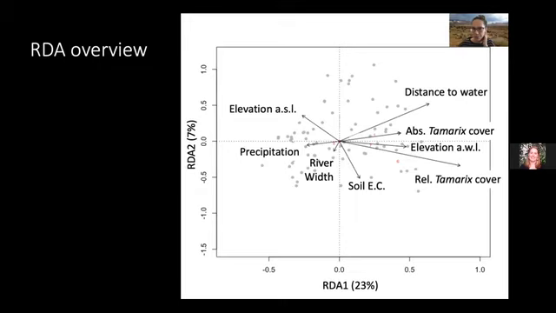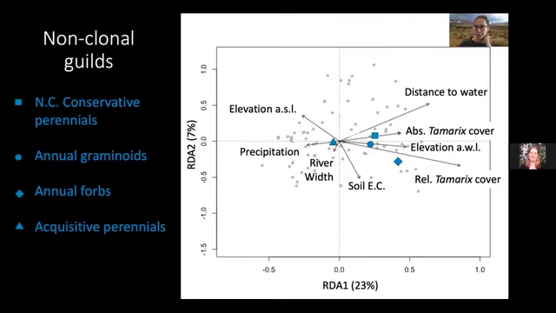Okay, so I should mention here that elevation above sea level is also negatively correlated with temperature. So over here, the low sites are also hotter. Now on the other side of the RDA, this RDA1, we have the opposite types of sites. So high elevation above sea level, higher precipitation, closer to water, and low Tamarix cover. Now I'll show you where the guilds are on this figure.